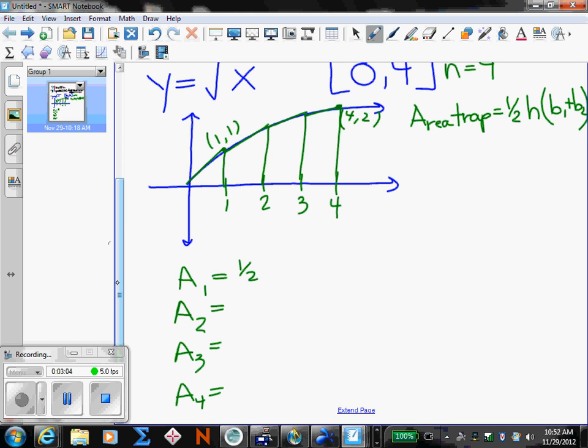Notice, the bases of your trapezoids are the parallel legs. So that means the height of my trapezoids is this length right here. So in this case, all of our heights are going to be 1. Base 1 of my first trapezoid is going to be 0. And the height of my second base will be 1.